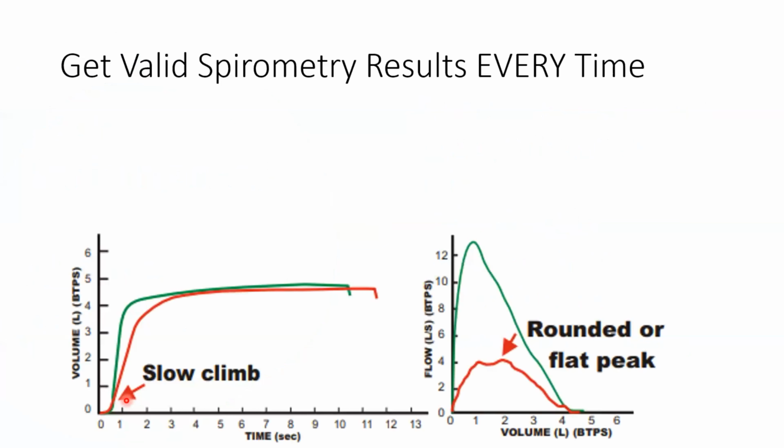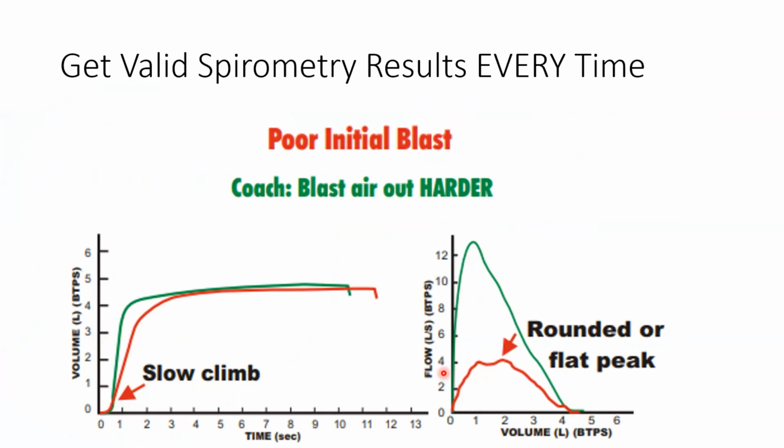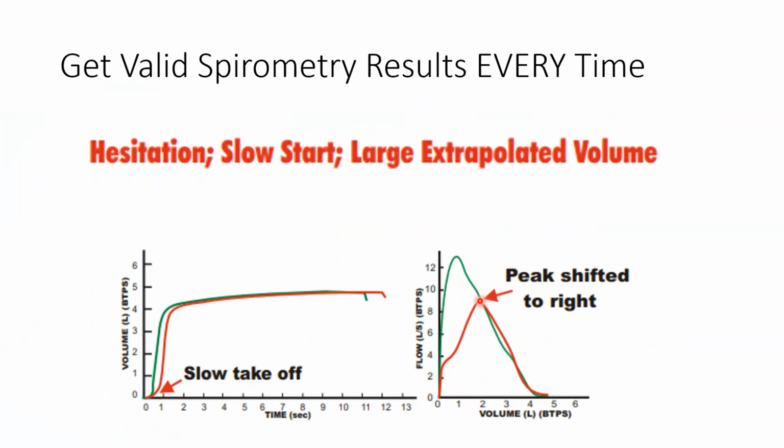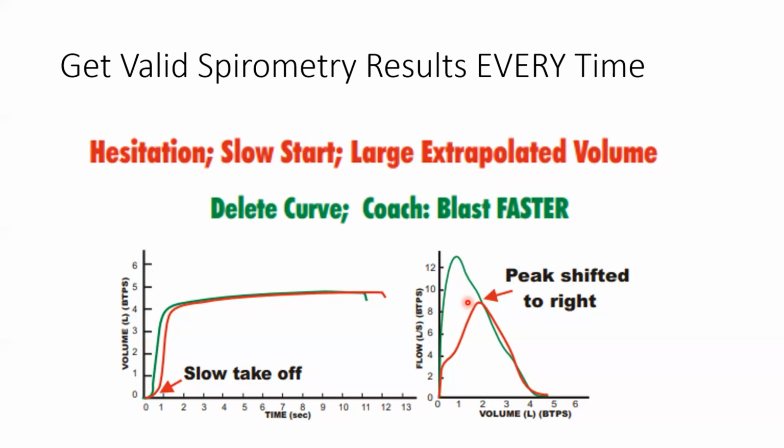All right. What's the problem here? We have a slow climb, which gives us a rounded or flat peak. This is a poor initial blast. What instructions do you give the patient for the next attempt? Coaching: blast out the air harder. What's going on here? Slow takeoff. The peak is shifted to the right, away from the y-axis. This is hesitation or slow start or large extrapolated volume. How do you coach to correct this error? First, you delete the curve and you coach them, blast faster.